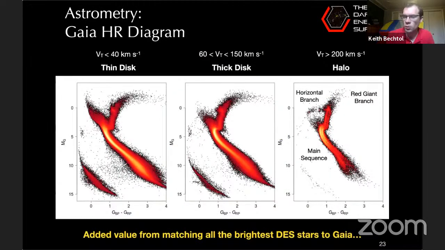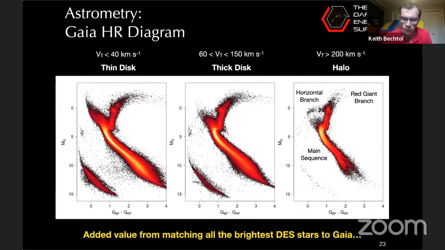Now, the other piece of information that we could use besides the fluxes of the stars in the multiple filters is to look at their astrometry. And so, Gaia has been enormous in this field. Gaia DR2 was transformational, and Gaia DR3 is coming in December.